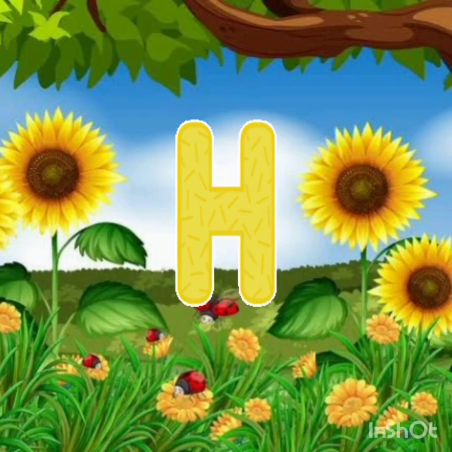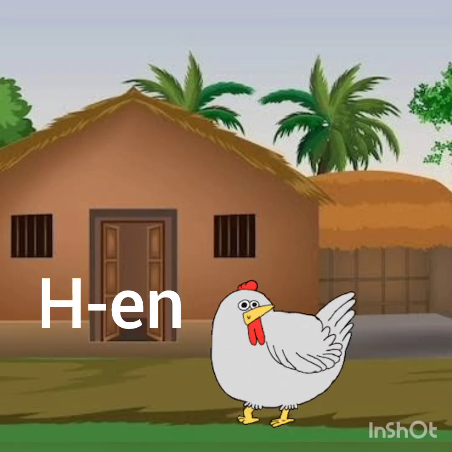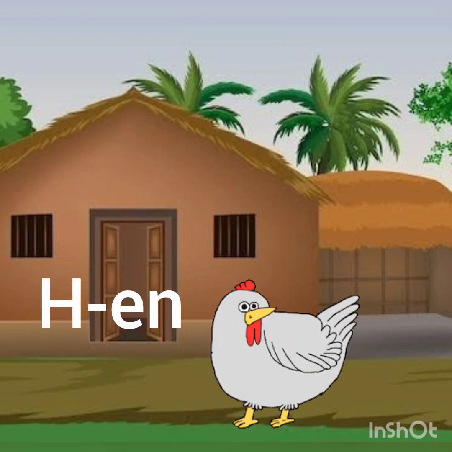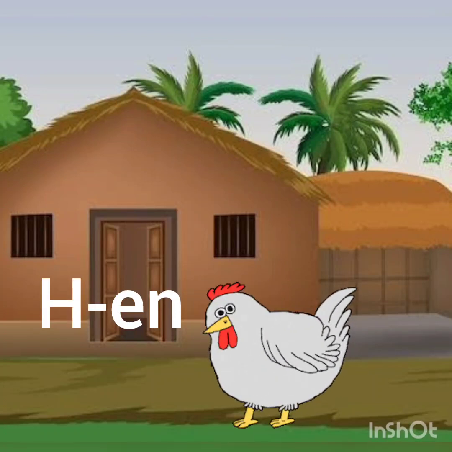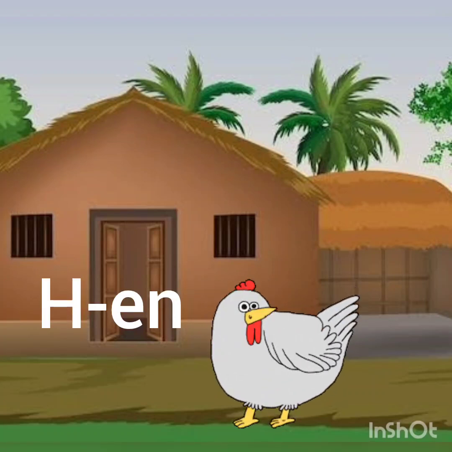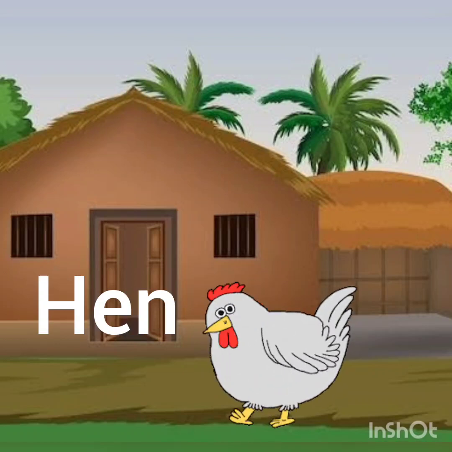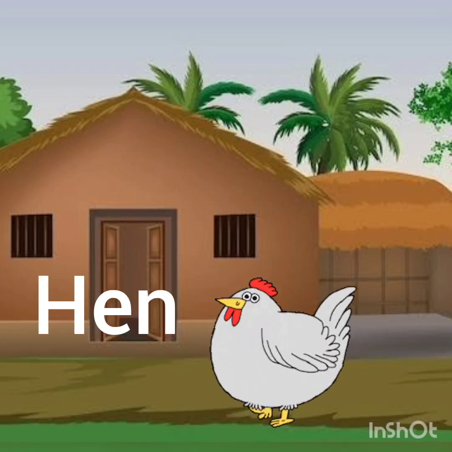With H, our first word is hen. Let's learn the sound of this word. So, H letter sound is H. H. And EN sounds together N. N. Now blend these sounds together. H, N, hen. H, N, hen. H-E-N, hen. You know, kids, a hen is the mummy of chicks.